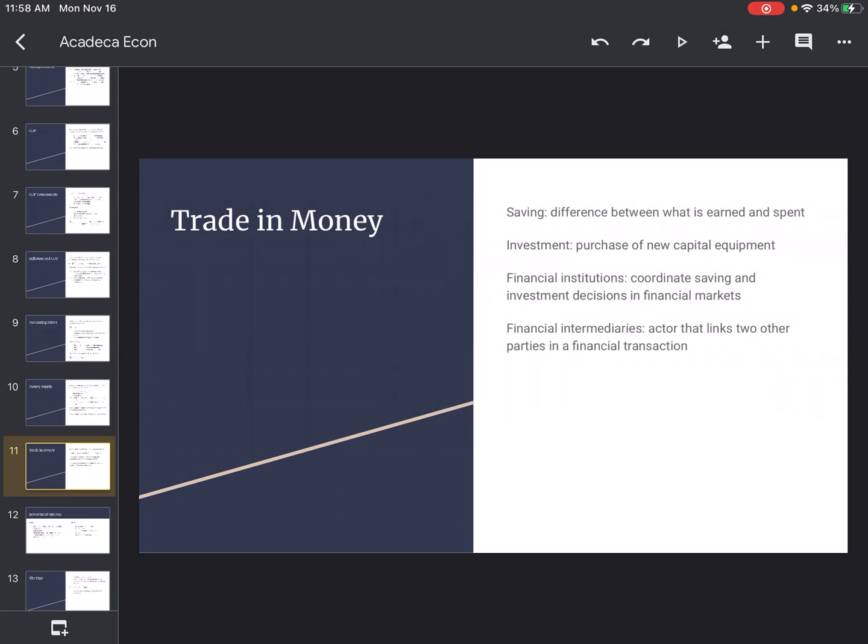Financial institutions coordinate saving and investment decisions in financial markets. So there's firms that'll help you choose what stocks and bonds to buy. And then a financial intermediary is an actor that links two other parties in a financial transaction. So that's, I guess, the middleman. If you buy stocks off some kind of app like M1 Finance or Robinhood, it's like that. For example, a bank receives deposits made by people who wish to save. Banks pay their depositors a rate of interest and charge borrowers an even higher rate for loans. So that's just being an intermediary between people and their money, as well as interest and loans.